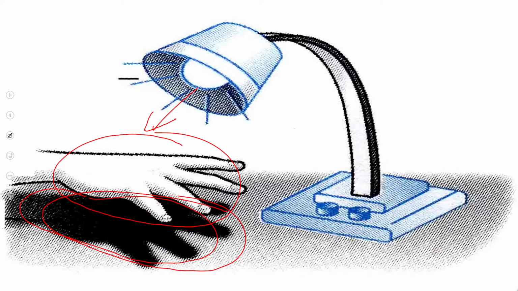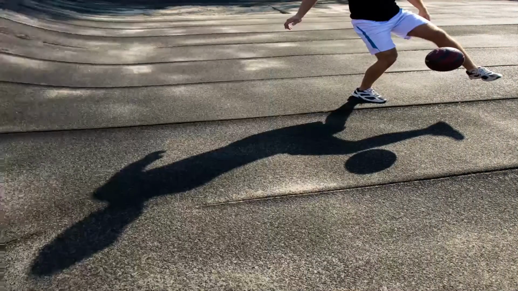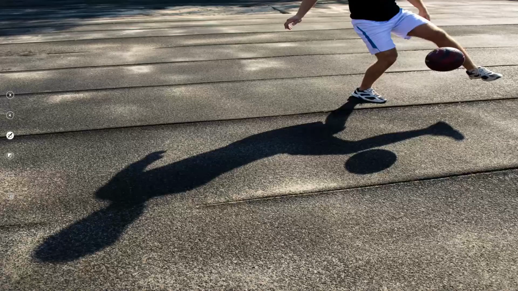Now, my dear students, you can also see shadows when you block the sunlight. When you are playing in the playground, you can see your shadow. That means you are blocking the sunlight. That is why your shadow falls on the ground. See? So this is called shadow.